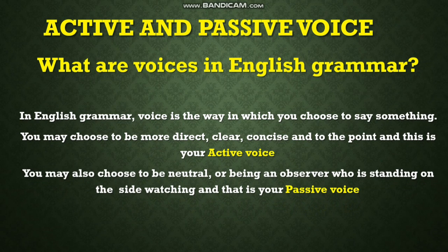That is passive voice. That means that in English, voices, which is the way you choose to say something, you can either choose to say something by using active voice, or you can choose to be more neutral, and that is where you will use the passive voice. After looking at the meaning of voices in English, now we are going to look at the way you can use active and passive voice with examples that will help you understand it very well.